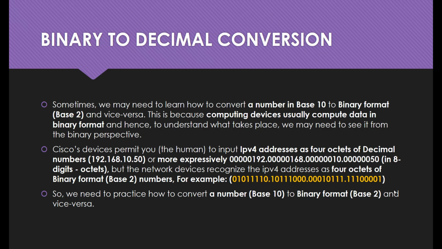Cisco's devices permit you to input IPv4 addresses as 4 octets of decimal numbers, like 192.168.10.50, or more expressively this way, in 8-digit octets. But the network devices recognize the IP addresses as 4 octets of binary format, base 2 numbers, as we can see in the example. So we need to practice how to convert a number which is base 10 to binary format in base 2 and vice versa.